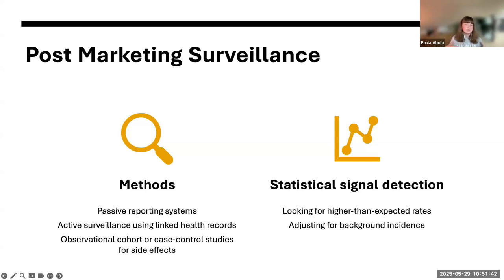And here, statistical signal detection becomes more important. So you're looking for higher than expected rates. So if usually we would expect one case of a rare neurological disorder per 100,000 people per year, but after vaccination we see 5 cases per 100,000, then that's a signal that is worth investigating further. And adjusting for confounding factors such as age, gender, or health conditions here is also important.